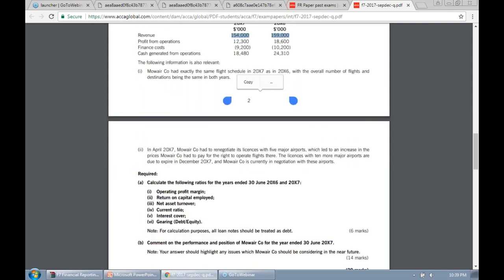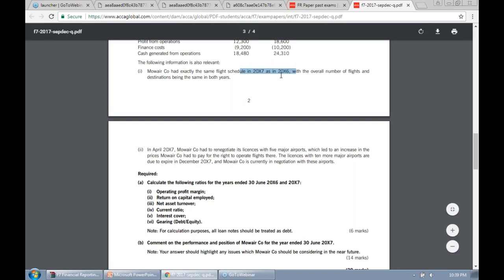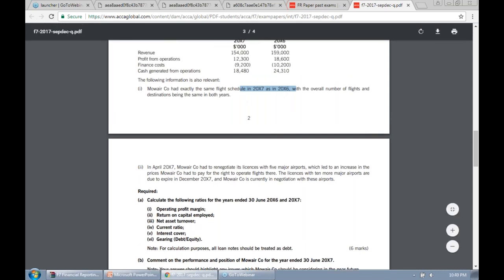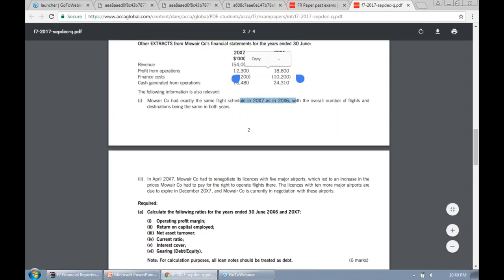Okay, Movier had exactly the same flight schedule. So this is how I want all of you to please do the examination of the question completely before writing anything about the question. Movier had exactly the same flight schedule in 2006 and 7. So the company has the same flight schedule. Means it might be possible that the number of passengers has reduced. Like previously we were going to London, now we are going to London, but the capacity has reduced. That's why the revenue and the profitability has declined. This could be the reason.